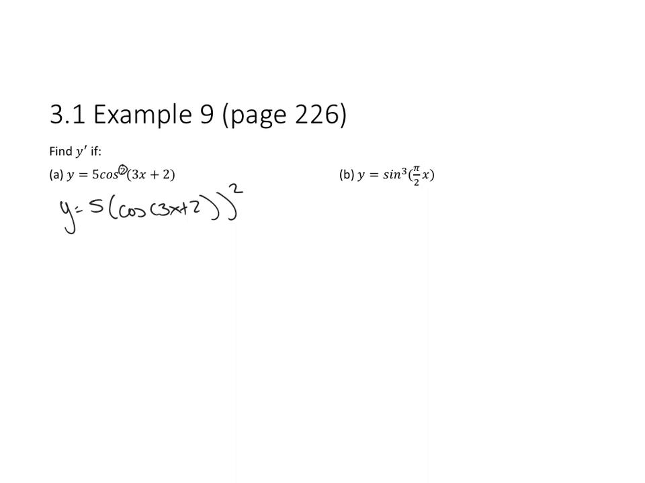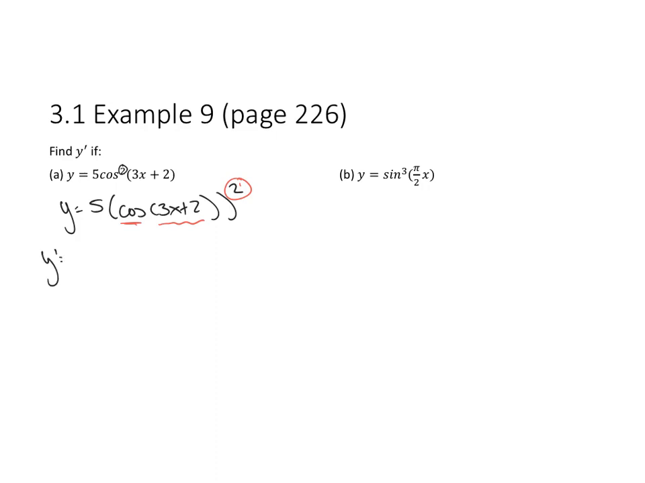So we're going to have two babies in this case. Let me back up for a second. We have two inside functions. The inside function first we see is cosine, and then next it's 3x plus 2. That just means we're going to have to do the chain rule twice. We just keep multiplying by the babies. Let me show you what I mean.